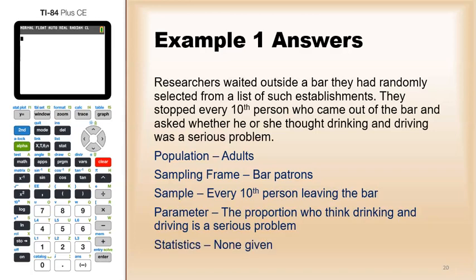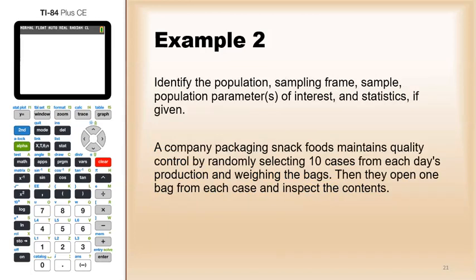And it's not given here, but the statistic would be, from our sample, what the actual proportion is for that sample. It's not given in this example here. All right, second example. A company packaging snack foods maintains quality control by randomly selecting 10 cases from each day's production and weighing the bags. Then they open one bag from each case and inspect the contents.